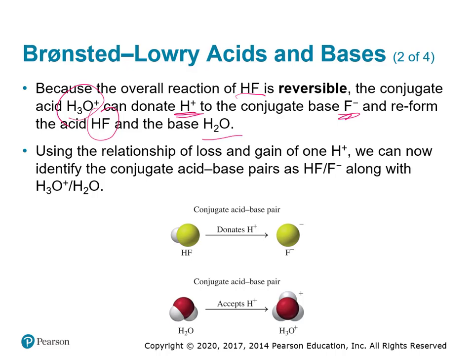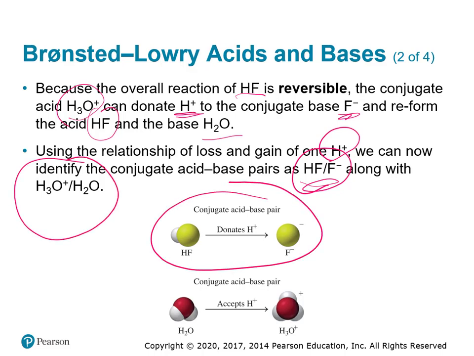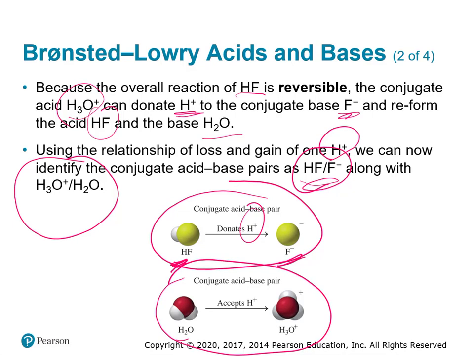Using the relationship of loss and gain of one hydrogen ion, we can now identify the acid-base pairs as HF and F-, along with H3O+ and H2O. Again, this is one pair. The only difference is that this one has more H's. This one doesn't have any H's, so it donated that hydrogen ion. The difference between H2O versus H3O+ is that this one has more hydrogens. This one is the acid.